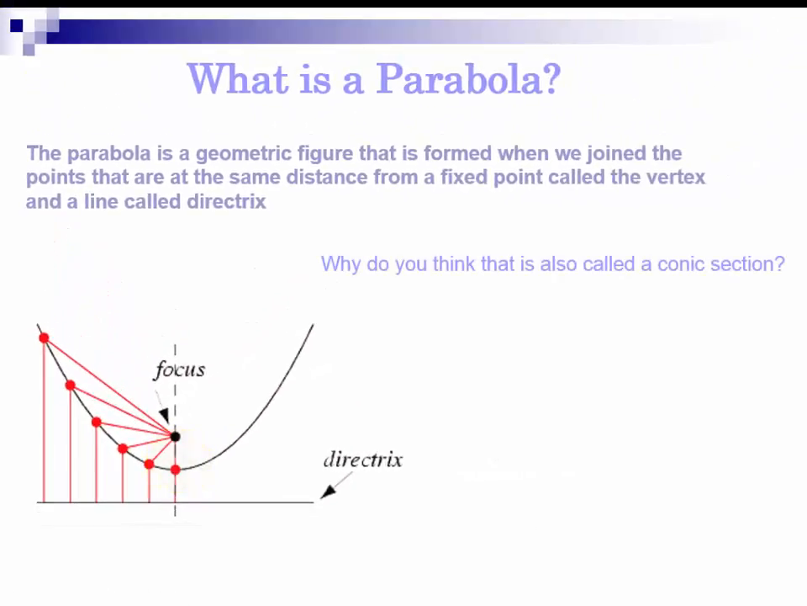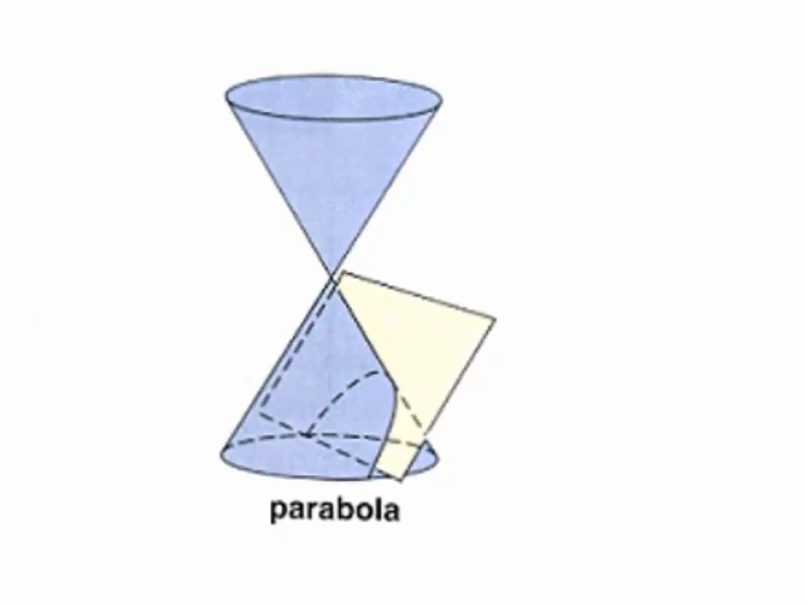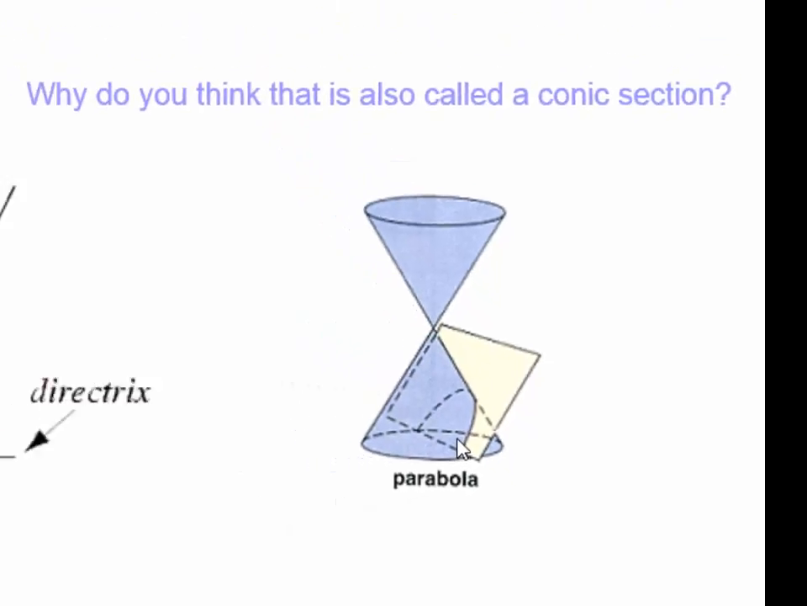Now, why is it called a conic section? It is called a conic section because it's formed by intersecting a circular cone with a plane. And we can see the cone. This is the circular cone. We have the plane that is parallel to the edge of the cone. And if we cut the cone with the plane parallel to its edge, we will form a parabola.